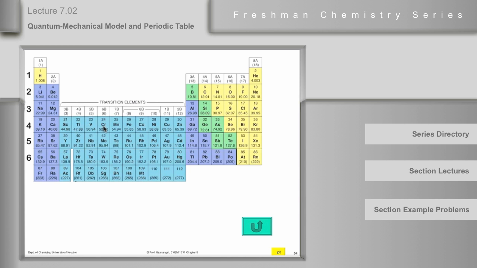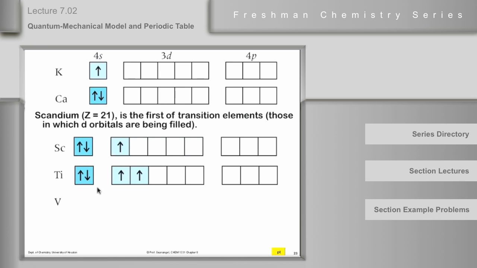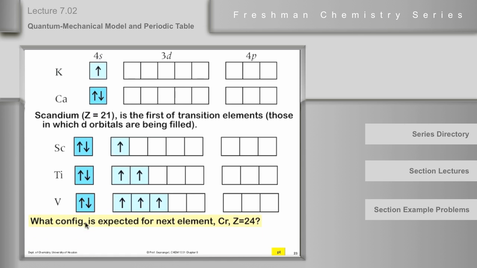The next element is chromium. All right? So we go back here. It's titanium, vanadium. And what electron configuration is expected according to the Aufbau rule for chromium? Well, according to Aufbau, if there's still enough difference in energy between the 3d and the 4s, this ought to be, for chromium, 1 more electron in the 3d here. That would make 4 unpaired electrons for the chromium atom. Here's where we hit a snag.